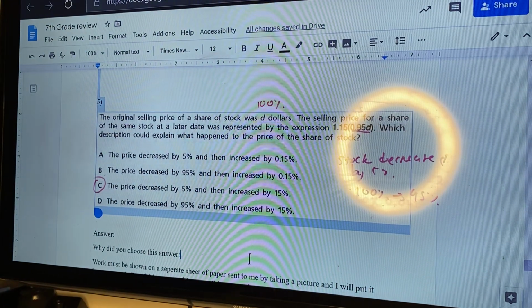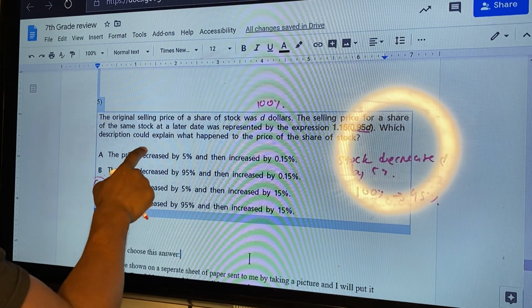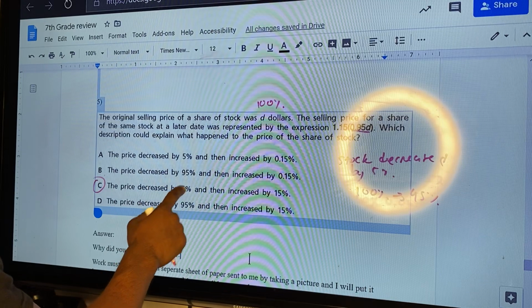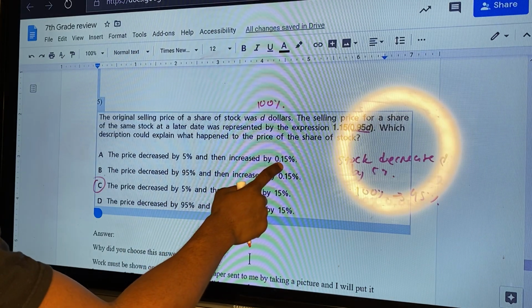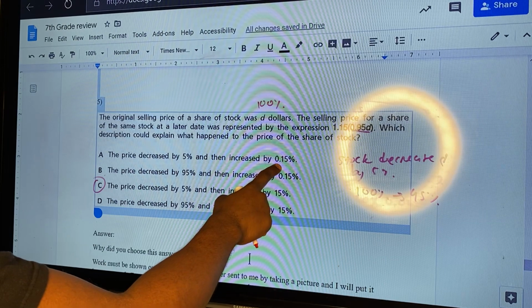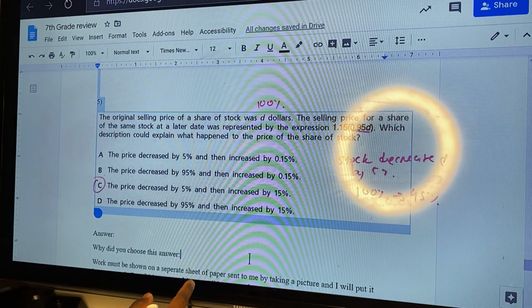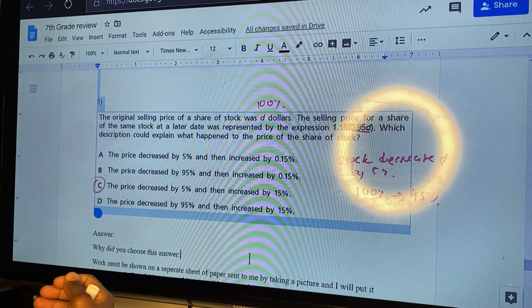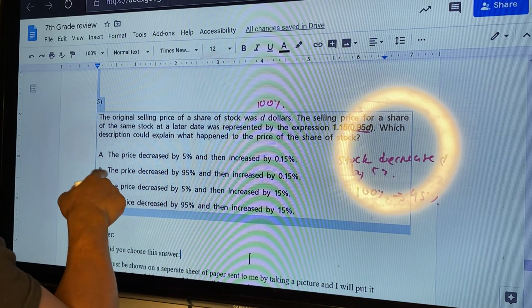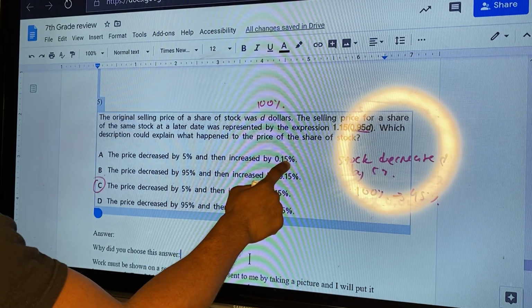C. So here, these are very confusing, but remember, a percent is never less than 1. You can't have a percent that's less than 1. So a lot of you guys will get confused between A and C. This right here would give it away.